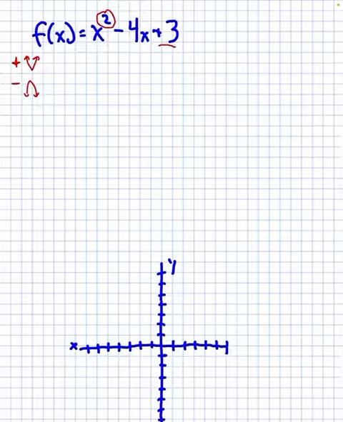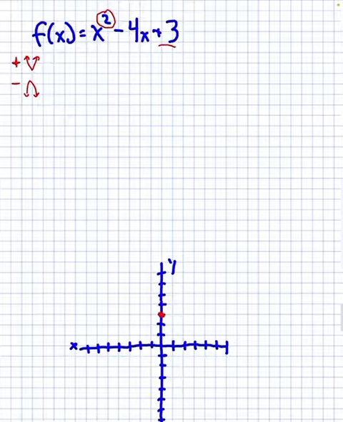So as soon as I look at this one, I know that it's a parabola because it's squared. It's opening upward because this first number is positive, and it's going through 3. So on this graph, I'm just going to go ahead and put a dot at this 0, 3. So now I want to come back, and first I want to use my vertex formula.